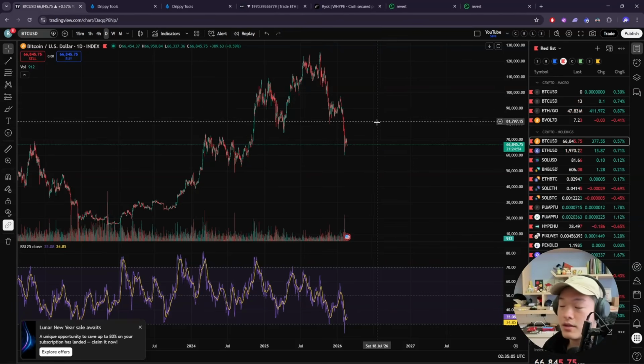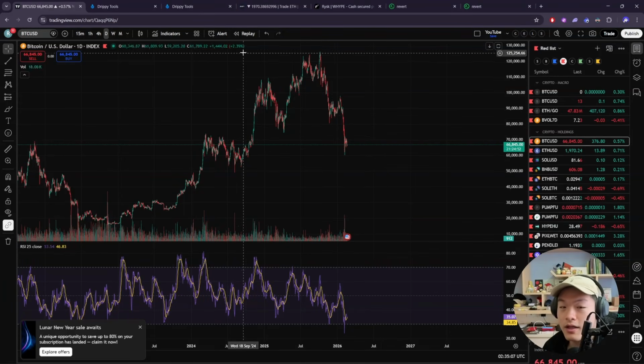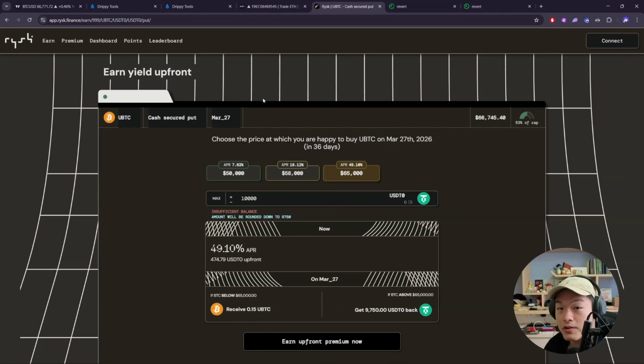So one option is to use options, no pun intended. This is actually a really popular strategy to accumulate an asset. Even Warren Buffett does it. He sells put options on a bunch of different stocks, and sometimes those put options are really, really long term.